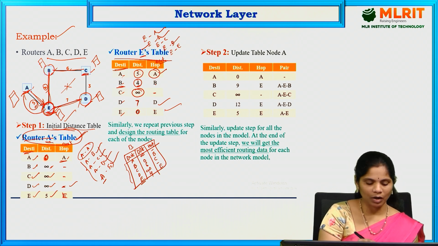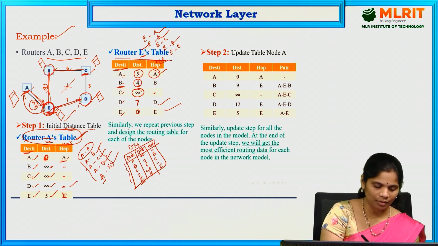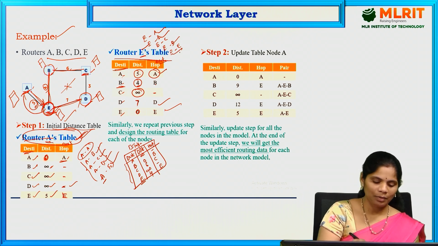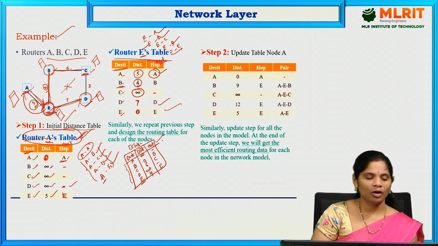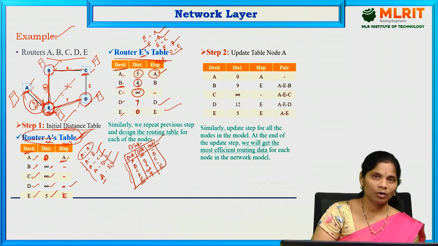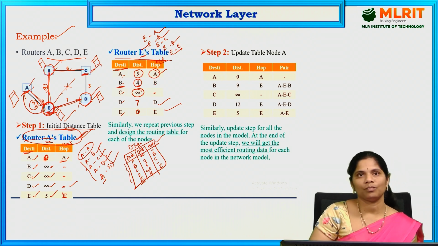Like that we have to find. This is the B table, B routing table. Like here is the A table, here is the E table, here is the B table. Like that we have to find. A is completed, B is completed, E is completed. We have to find for C and D also. This is the first condition.